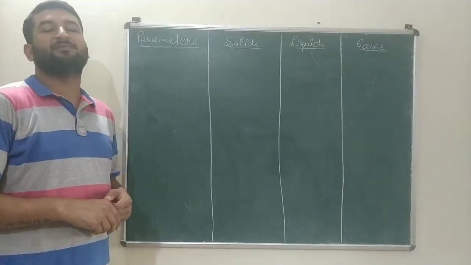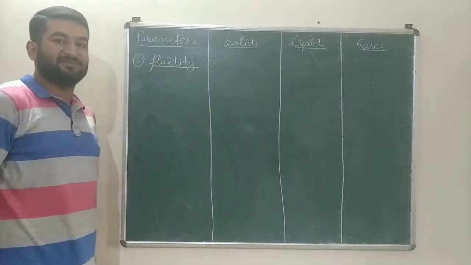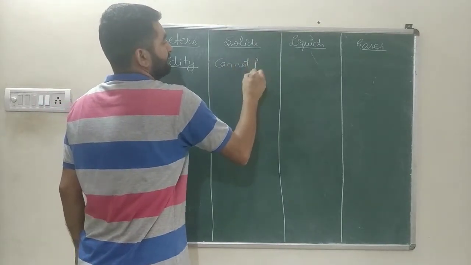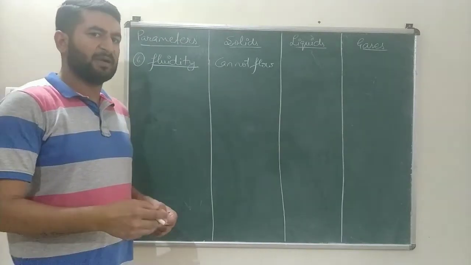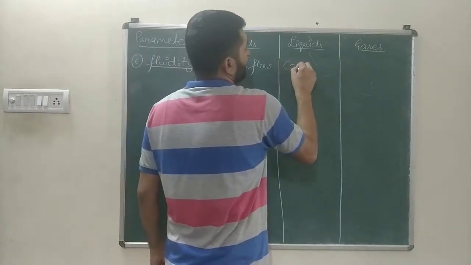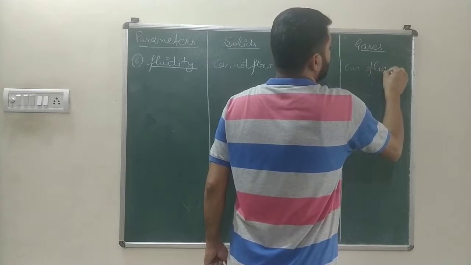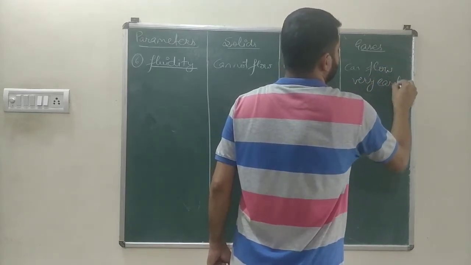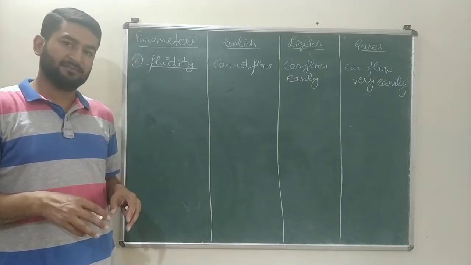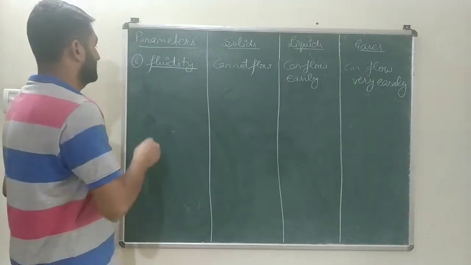The next parameter on which we differentiate them is fluidity, that is, whether that class of matter can flow or not. Solids cannot flow, as the interparticle force of attraction is high, so particles of solids cannot move from one part to another. Liquids can flow easily, and gases can flow very easily. Their fluidity rate is more than liquids. So solids have less fluidity rate, liquids have more than solids, and gases have more than liquids.